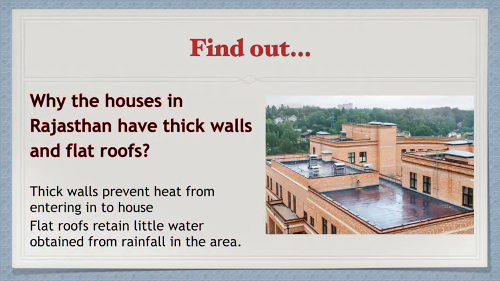Next, find out question. Why do the houses in Rajasthan have thick walls and flat roofs? Why? You know, Rajasthan receives lesser rainfall. People construct houses with a flat roof to conserve whatever rainfall is received on their houses. So, houses built in Rajasthan have flat roofs. Thick walls construction helps to prevent hot weather penetrating into the house.